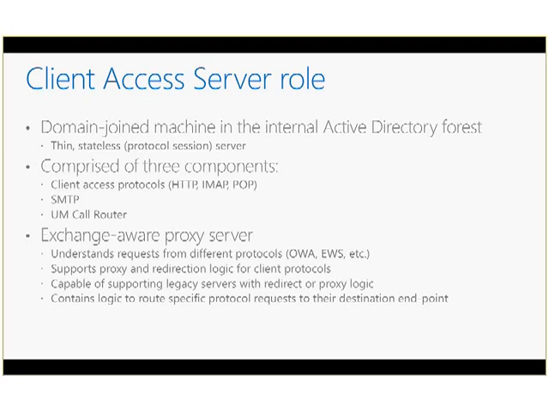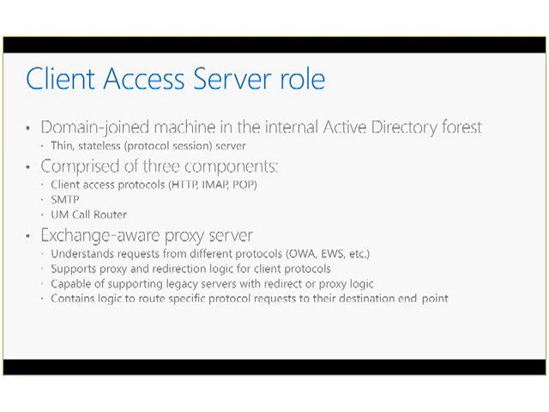So continuing on, the CAS role itself has three components primarily. We've got our client access protocols, which are HTTP, IMAP, POP, etc., that a client would be using to get access to different resources. SMTP for sending and receiving mail through the CAS, and also what we call the UM call router, which we'll talk about in a little bit.